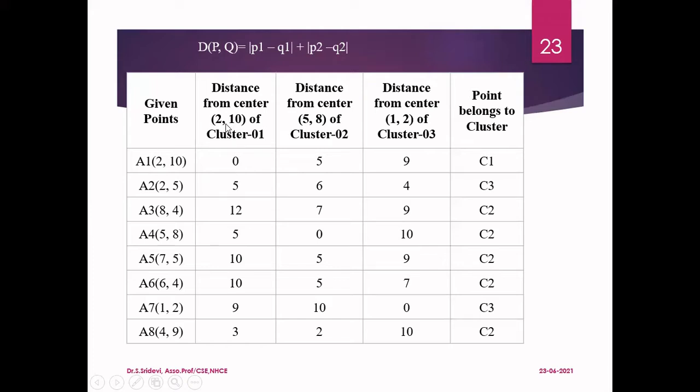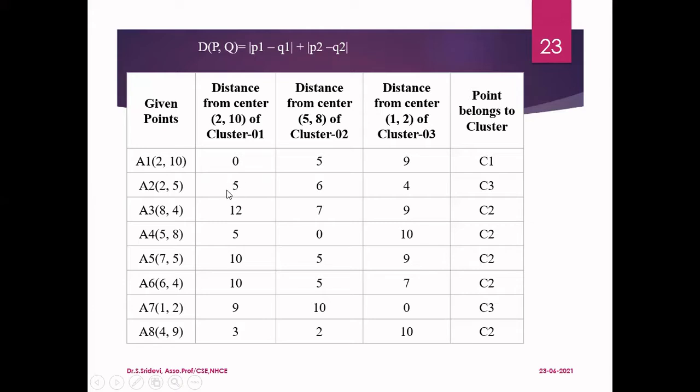How to calculate the distance? You subtract the first value of each term, that is 2 minus 2, take the absolute value, then plus 10 minus 10, take the absolute value. I'm applying this formula. So absolute of 2 minus 2 is 0, plus absolute of 10 minus 10 is also 0. So 0 plus 0 is 0.